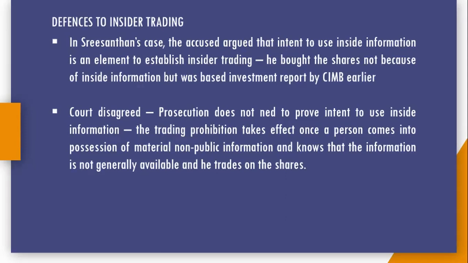So the trading prohibition takes effect once a person comes to have knowledge, and then trades. Actus reus and the mens rea there, then there's an offense already. Okay, next slide.